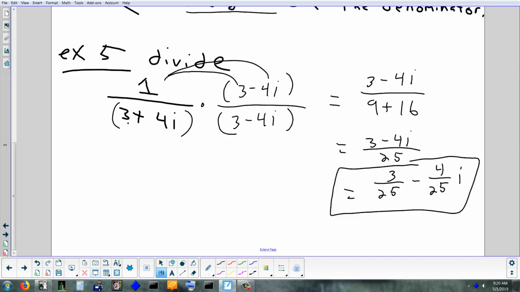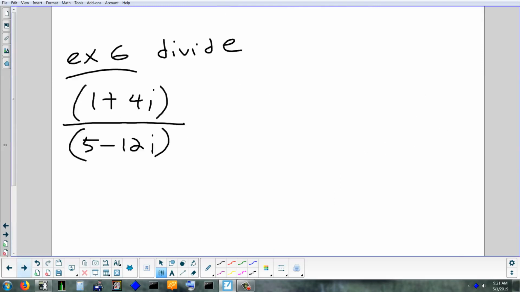Okay, so you don't stop here. You want to go that next step and write it like this. Okay, any questions on that one? All right, let's do one more divide, and then I'm going to start to show you the connection between polar and complex numbers. All right. This one, a little more complicated.